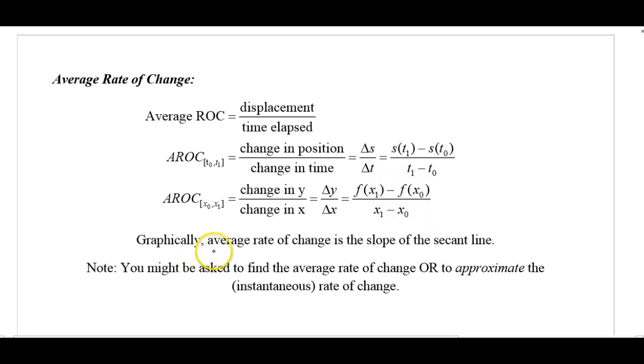So graphically, as we've mentioned, average rate of change is the slope of the secant line, so a secant line between 2 points. So note that you might be asked to find the average rate of change or to approximate the instantaneous rate of change. So to determine whether you're finding average rate of change, they might outright tell you to find average rate of change. Or another way to ask you would be to approximate the instantaneous rate of change.